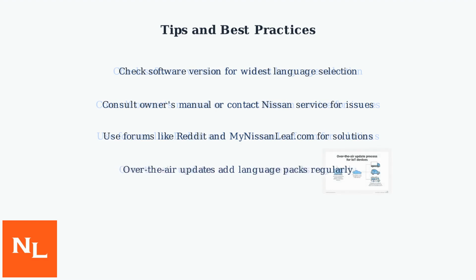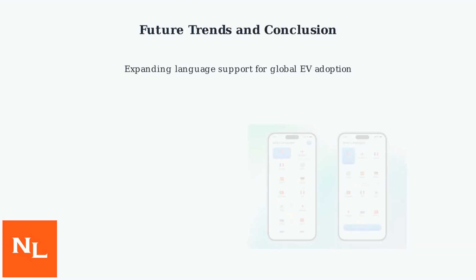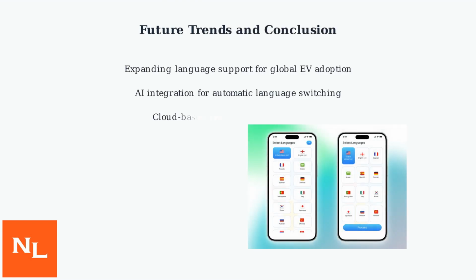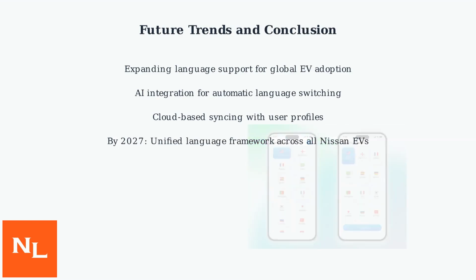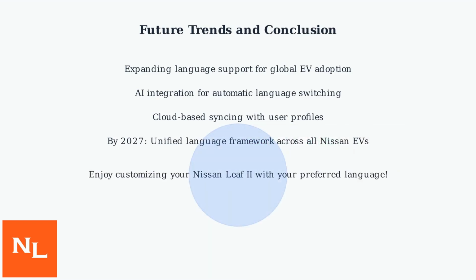Over-the-air updates are becoming more common for adding new language packs. Nissan is expanding language support in response to global EV adoption. Integration with AI for automatic language switching and cloud-based syncing are future trends. By 2027, a unified language framework across all Nissan EVs is planned. Enjoy customizing your Nissan Leaf 2 with your preferred language.